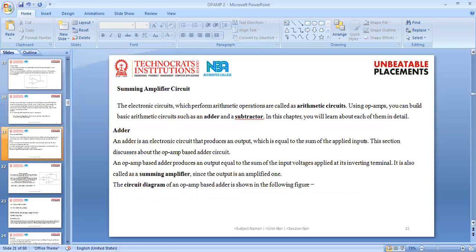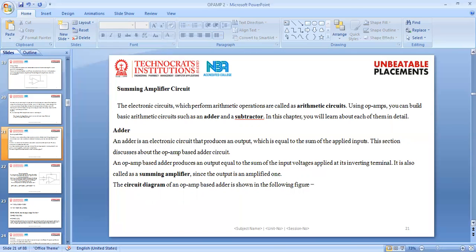Next, summing amplifier circuits. The electronic circuits which perform arithmetic operations are called arithmetic circuits. Using an op-amp, you can build basic arithmetic circuits such as adder and subtractor. In this topic, I will explain each of them in detail.